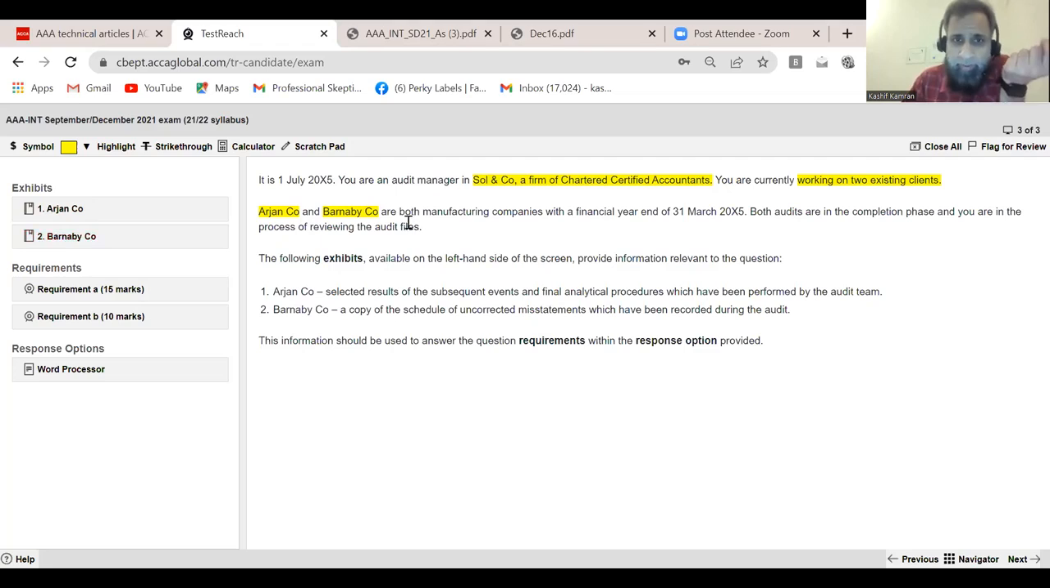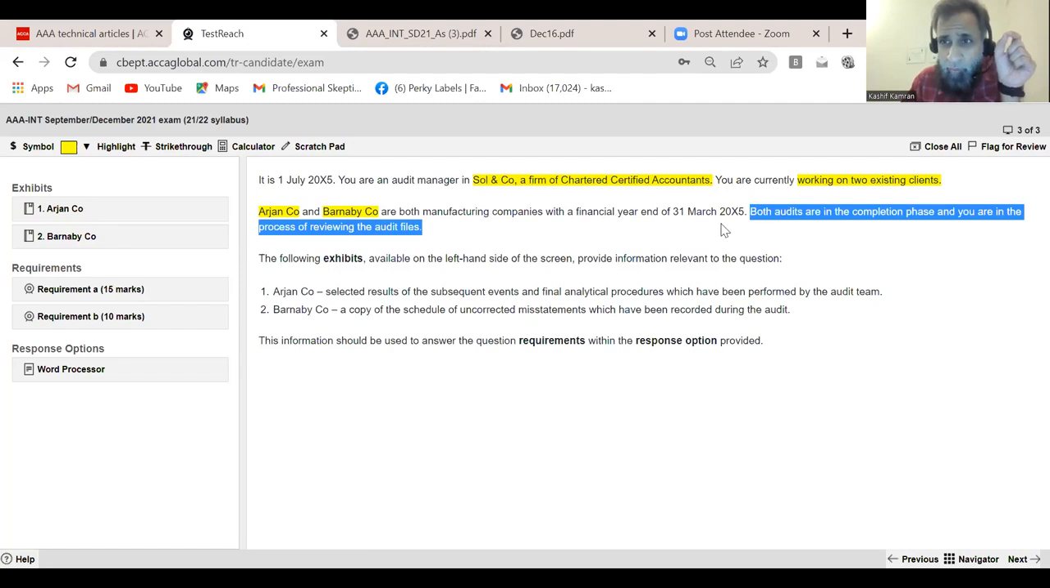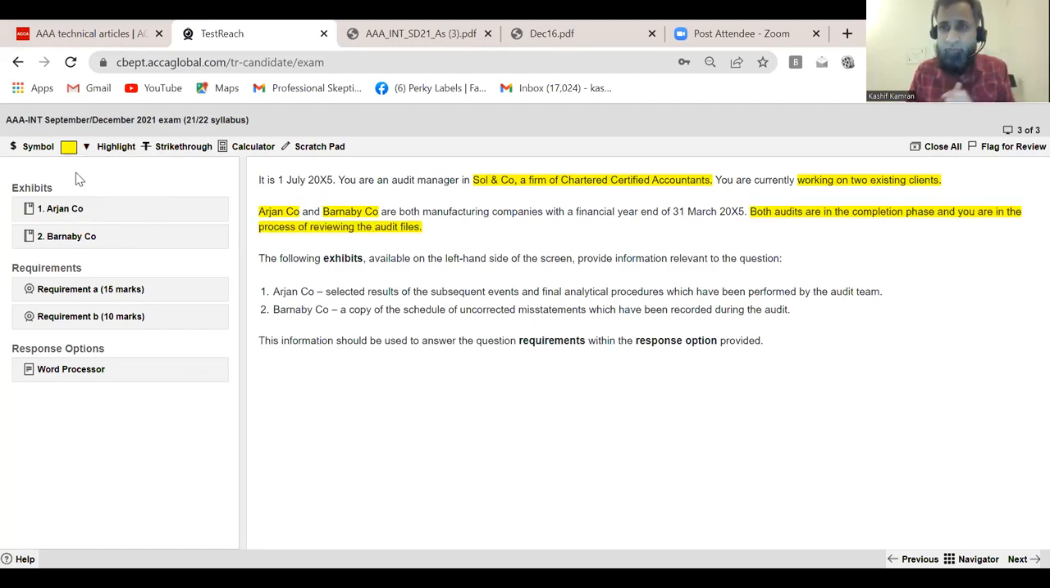Okay. Both are manufacturing companies with the financial year end of 31st of March. Both audits are in completion phase, and you are in process of reviewing the audit file. So see, this question is on the completion and reporting stage. Both audits are at the stage of completion, and you are currently reviewing the working papers. So that question is set at the stage of completion and reporting. The following exhibits are available on the left-hand side of the screen.